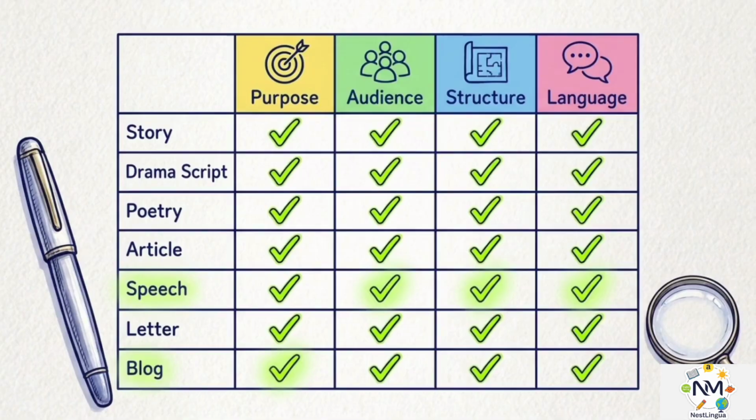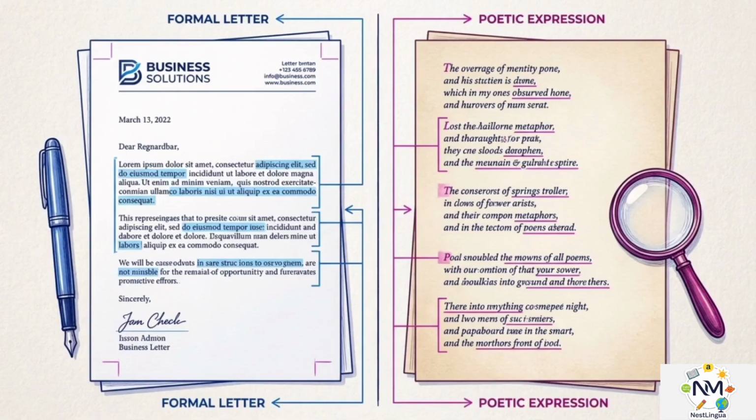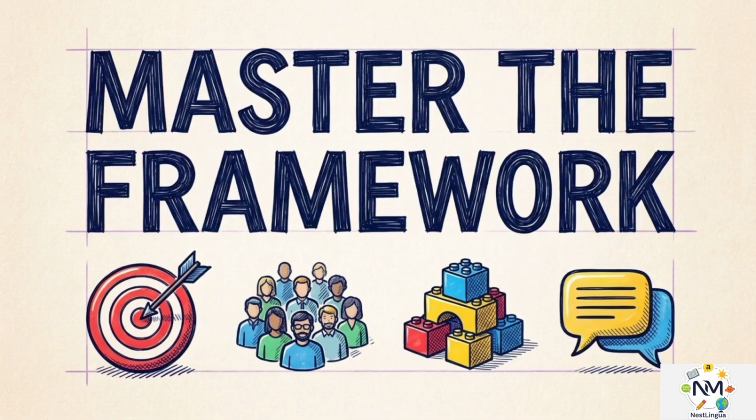This table maps these pillars across several common text types. Whether you are writing a blog or a formal speech, the process involves the same 4 checks: purpose, audience, structure, and language. The specific rules for a poem and a formal letter vary significantly, but the analytical framework you use to understand them remains the same. Mastering these 4 pillars makes every new writing task manageable.